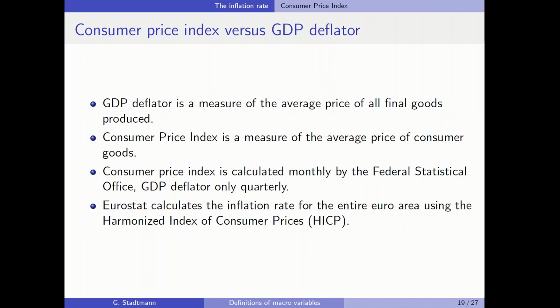Afterwards, Eurostat will calculate the inflation rate for the entire euro area by using the harmonized index of consumer prices. Like all the national offices, they calculate the inflation rate on the national level, and Eurostat afterwards aggregates these to the inflation rate of the euro area. Harmonized implies that the different statistical offices should measure the national inflation rate in a harmonized way, so that it's easier in the end for Eurostat to aggregate the inflation rates.